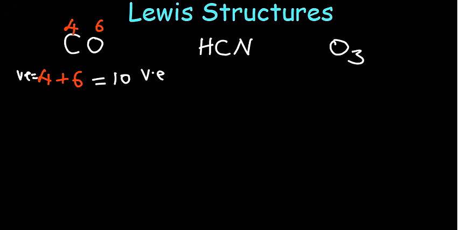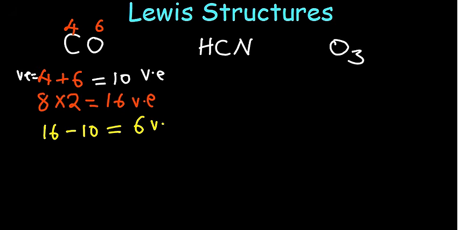Now, assume that these two attain stability individually. That would mean each has 8 electrons, so it is 8 by 2. So the required number of electrons to attain stability individually would be 16. So we use this trick to determine the number of bonds to form. 16 minus 10 is 6. So there's a shortage of 6 valence electrons.